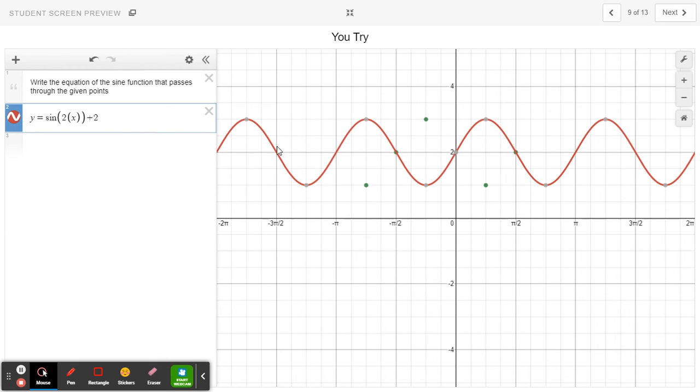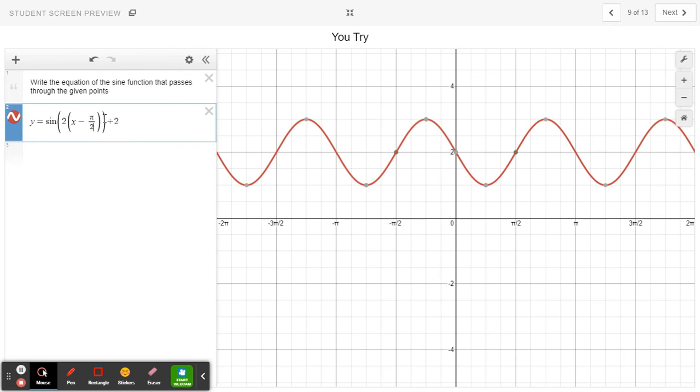Now I've got the period dialed in. Now I just have to shift this back, pi halves. There we go. That period really was messing with me because I didn't take the time to find the period first. I was trying to shift things left and right, and some points would line up but the others wouldn't, because now the cycle is shorter. So I had to adjust for the period first, and then my shifting.